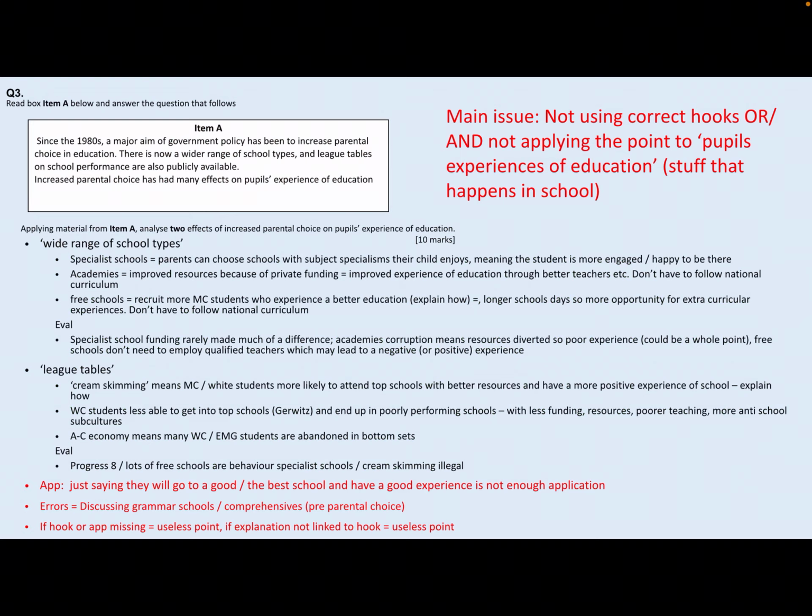Again, a few errors with discussing grammar schools, 11 plus, and comprehensives. These are all pre-parental choice. And just the same as the last 10 marker, if your hook was missing or your application was missing, it becomes a useless point, so I wouldn't have credited it. If the explanation is in no way linked to the hook, again, it's a useless point. So look at my annotations at the end of your 10 marker. If I've said any of those things are missing, then that means that point would not have gained you any credit. So I'd have only credited the other point that you did, and if in both points something was missing, the most you could get was 3.